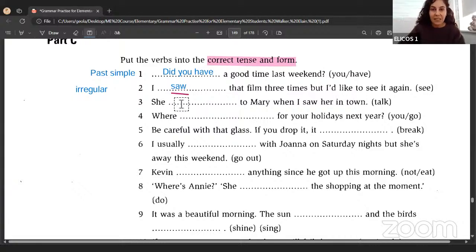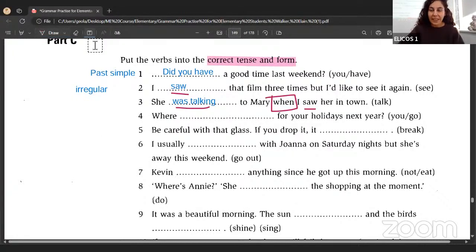Number 3, she, yes. So you know because you saw when, so she was talking. We know that we can't put the same tense. One must be in the continuous, and then I can see when, the other one on the other side, past simple. Okay, so whenever you have that word when or while, one side is the continuous, the other side is the simple. So she was talking to Mary when I saw her in town.